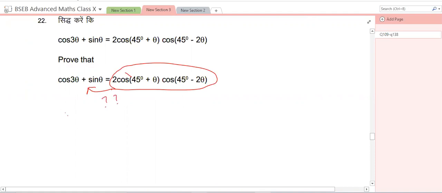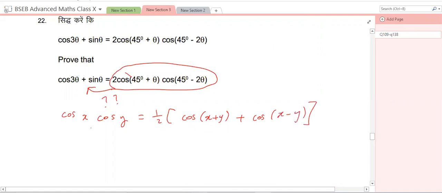Right, so what we know is if we have cos x cos y, that answer should be half into cos of x plus y plus cos of x minus y. So in this case, what we have here is left, we can say right hand side.